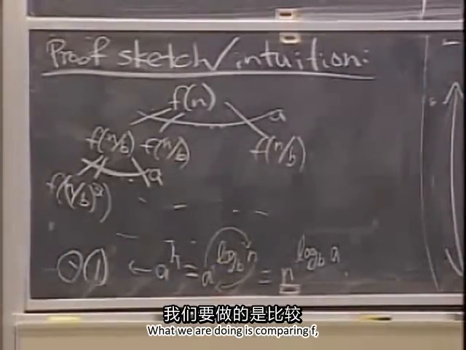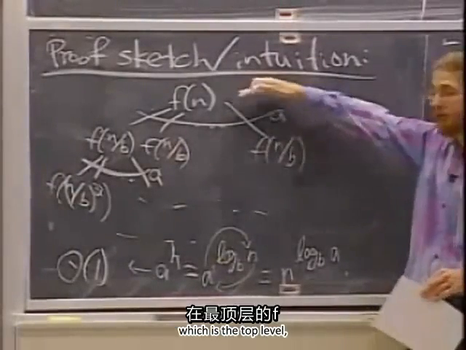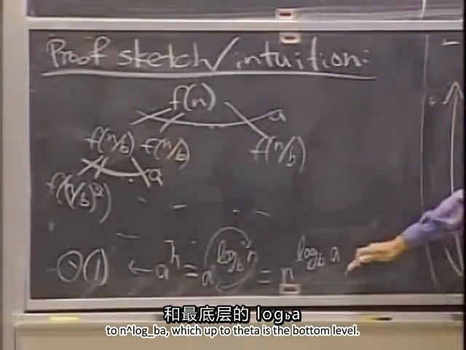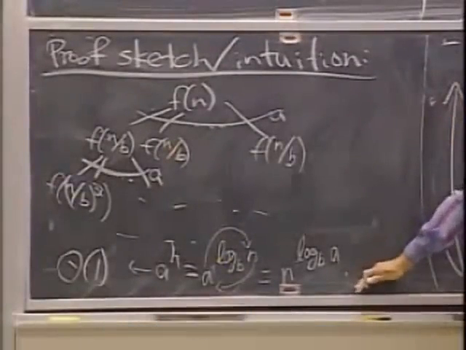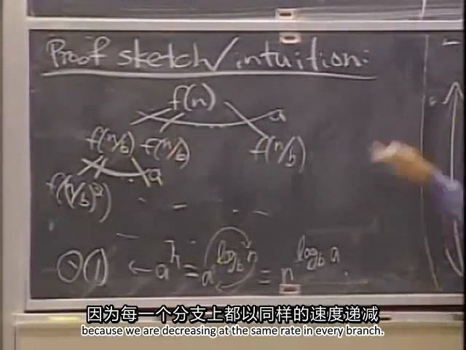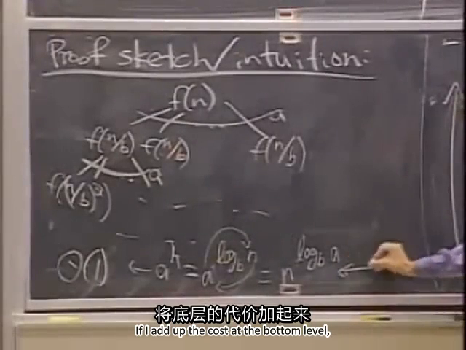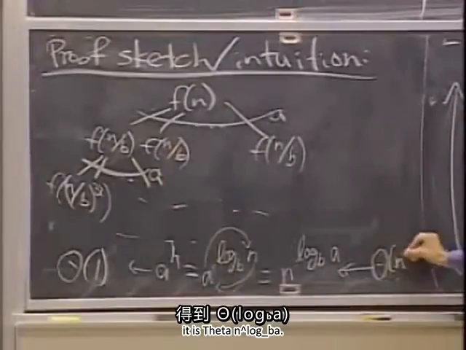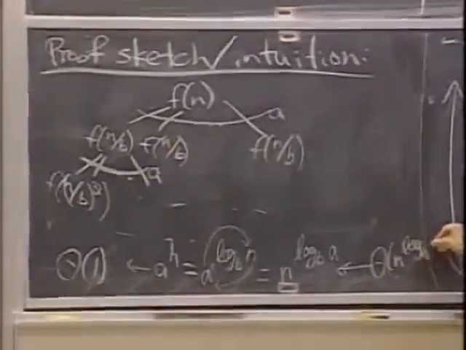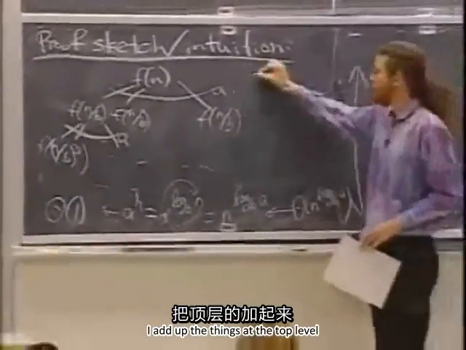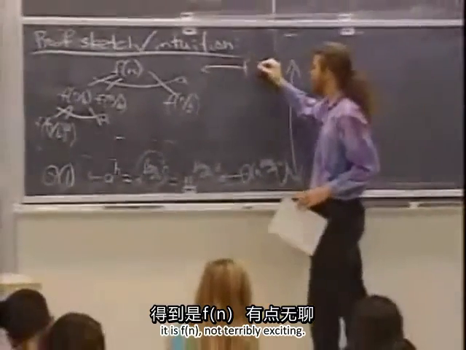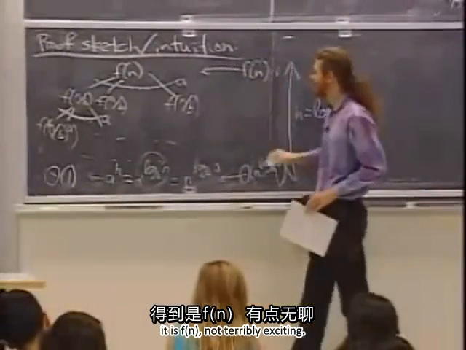Our good friend n to the log base b of a. So that's why n to the log base b of a is so important in the master method. What we're doing is comparing f, which is the top level, to n to the log base b of a, which up to thetas is the bottom level. Right now, the leaves are all at the same level, because we're decreasing at the same rate in every branch. So if I add up the cost at the bottom level, it is theta n to the log base b of a. I add up the things at the top level, it's f of n, not terribly exciting.